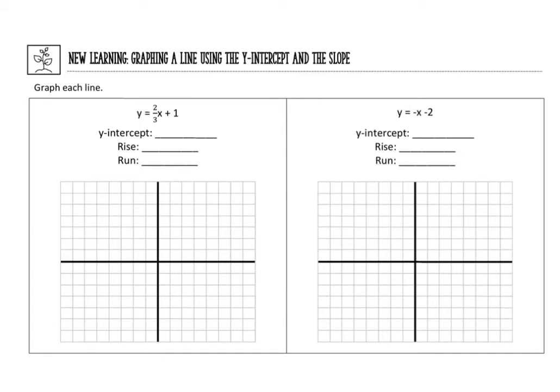Hi everyone, today we're going to use what we already know about y equals mx plus b to create a graph of the line. In order to do this, we need to look at the equation carefully and identify the y-intercept, the rise, and the run. Once we've identified each of these key features, we can use them to graph the line.